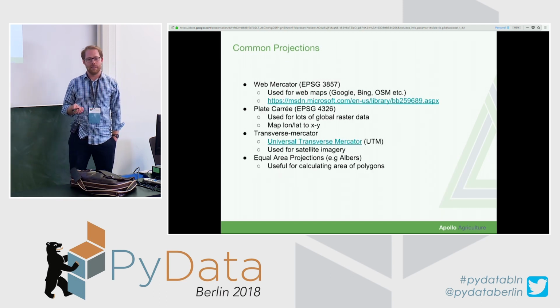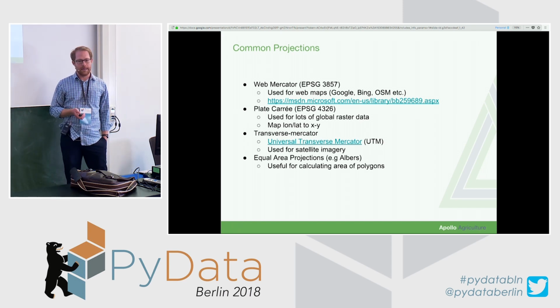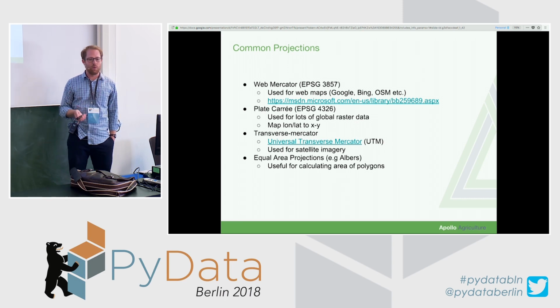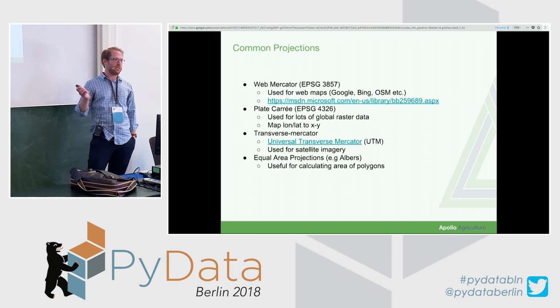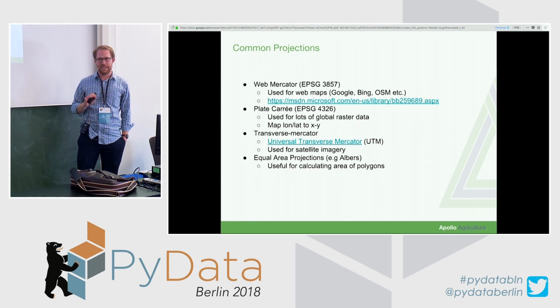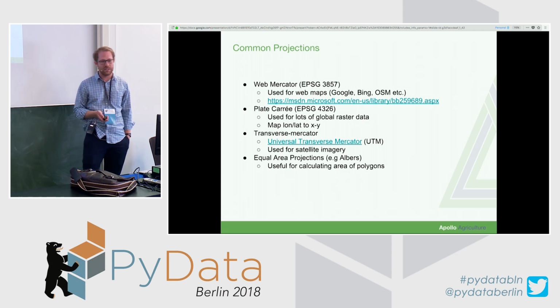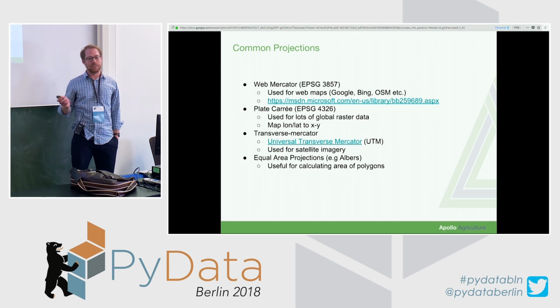One of the really common ones is the web Mercator. If you're dealing with any sort of app, this is what you'll probably use. This is what all the web maps use. So if you're using Google, Bing, OpenStreetMap, all of these are using web Mercator. I find it really interesting that Microsoft has by far the best documentation I've seen on this. I'm assuming it's because they're trying to recruit people and they need to do it with documentation. But you'll see this all the time.